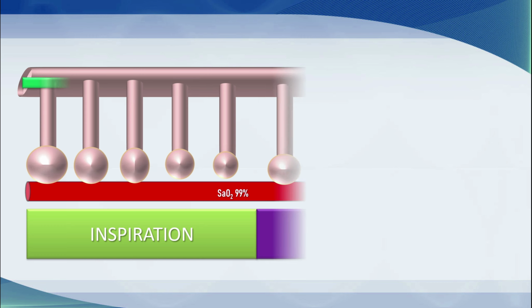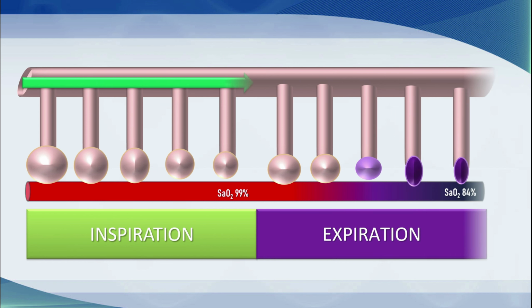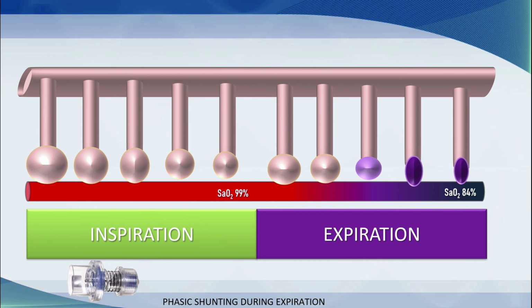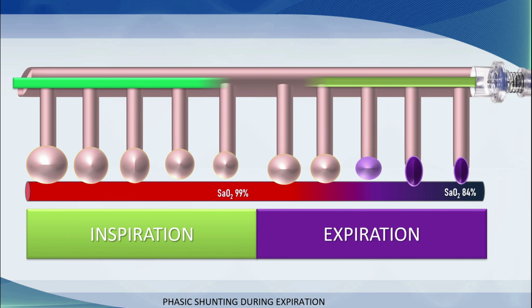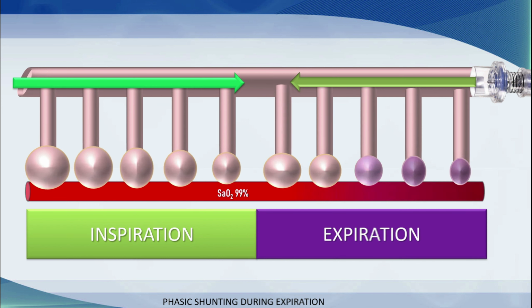However, in expiration, not so good. You get this collapse or poor inflation of the posterior dorsal segments and venous admixture. What we're going to do here, though, is give him PEEP. So here's our PEEP valve. We're going to apply PEEP, and we have a back pressure into those lung units, and let's see what happens.